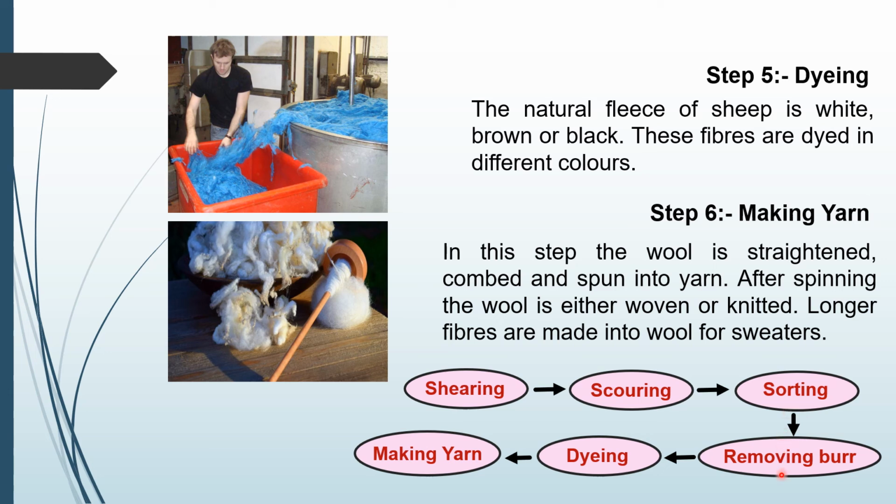And next is removing burr. Burr means soft, unwanted wool or fibers. That process is called removing burr. Dyeing means giving color, and the last step is making yarn, that is spinning, and everything is done in this last step. So this is very important. These 6 steps are very important.